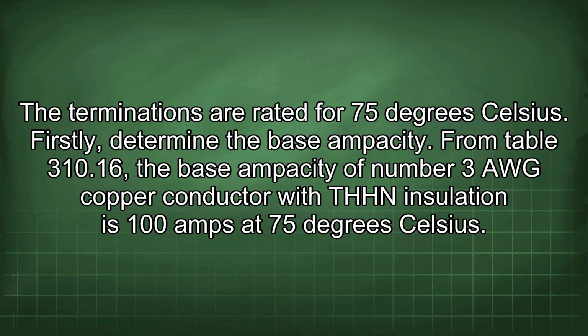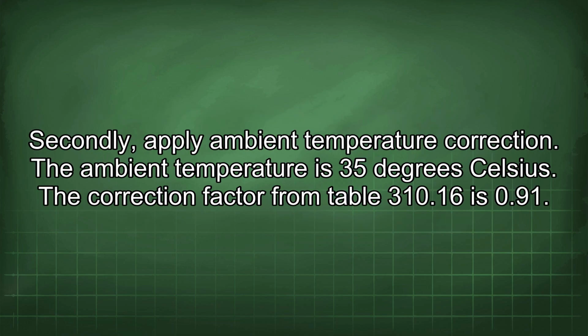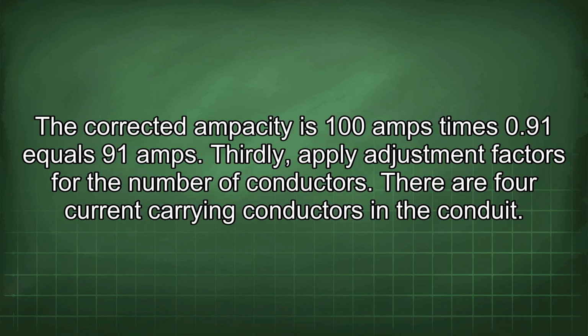Firstly, determine the base ampacity. From Table 310.16, the base ampacity of number 3 AWG copper conductor with THHN insulation is 100 amps at 75 degrees Celsius. Secondly, apply ambient temperature correction. The ambient temperature is 35 degrees Celsius. The correction factor from Table 310.16 is 0.91. The corrected ampacity is 100 amps times 0.91 equals 91 amps.